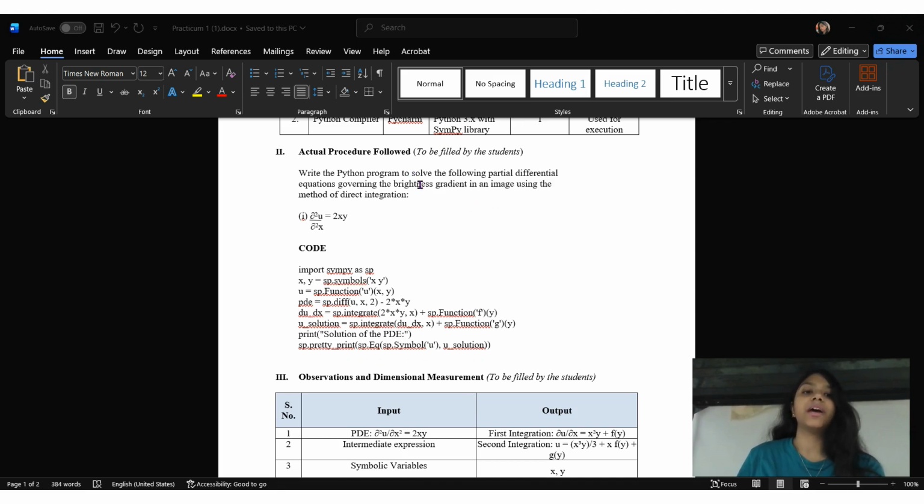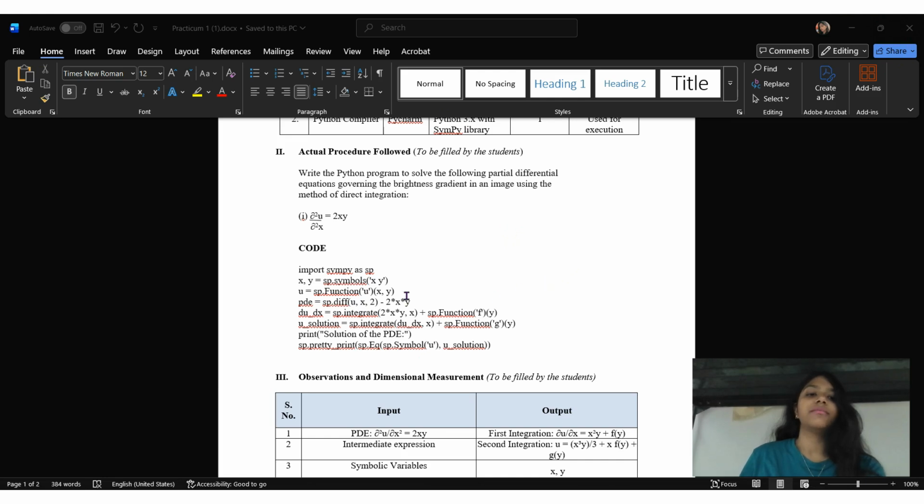First, we start by importing SymPy and defining our variables x and y. Then we define u of x, y, which is our unknown function. The PDE we are working with is ∂²u/∂x² equal to 2xy. This means the second derivative of u with respect to x equals 2xy. Our goal is to find the general solution for u of x, y, which is the unknown value.